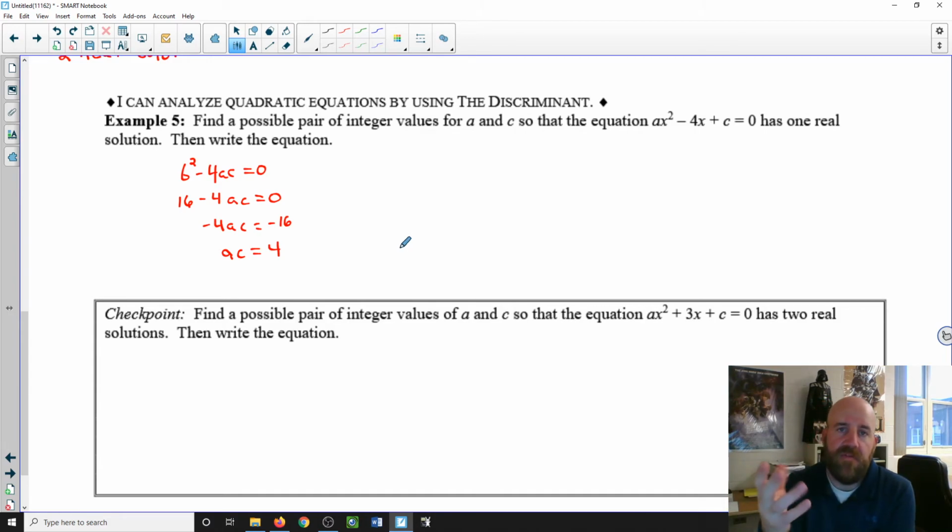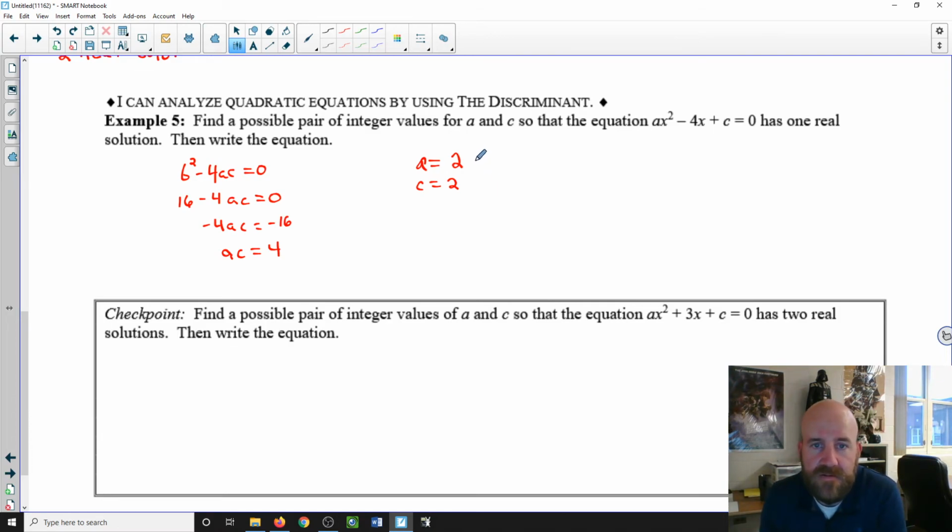Okay, some of us could have seen that before. That's fine. So AC is 4. So all we have to do is think of a combination of numbers that would multiply to be 4, combination of integers. So we could say A is 2 and C is 2. Okay, another combination could be, and you don't have to write all the combinations, you just need one combination. So 2 and 2 would be your answer.